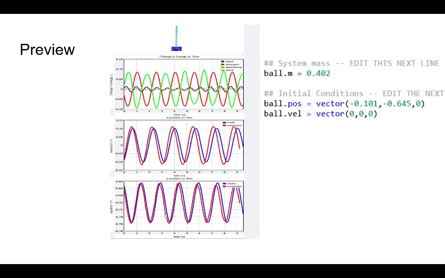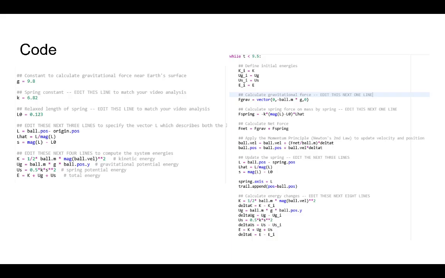Something to go over here is our system, which is the Earth, the mass, and the spring. There's not going to be any external work, which is important for our later discussions. This is relevant code. The spring constant is 6.82. That's derived mathematically from the relationship that the spring constant shares with the period of the oscillation.